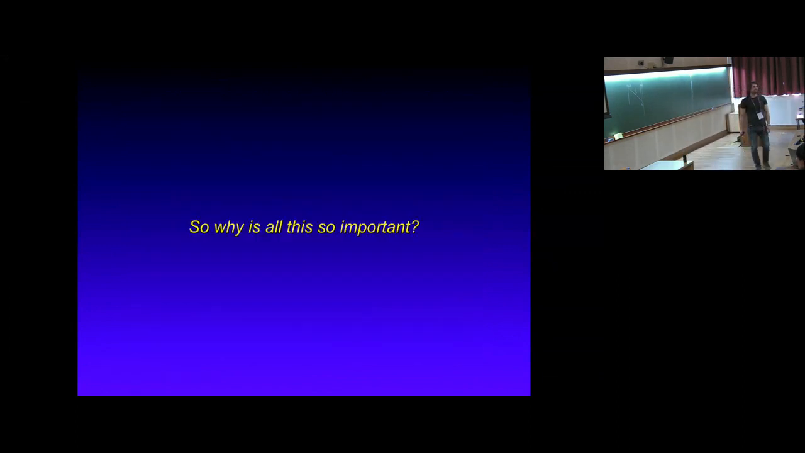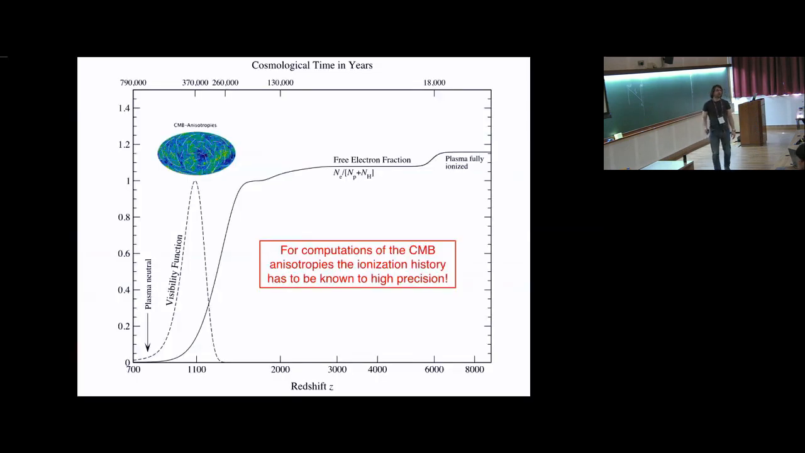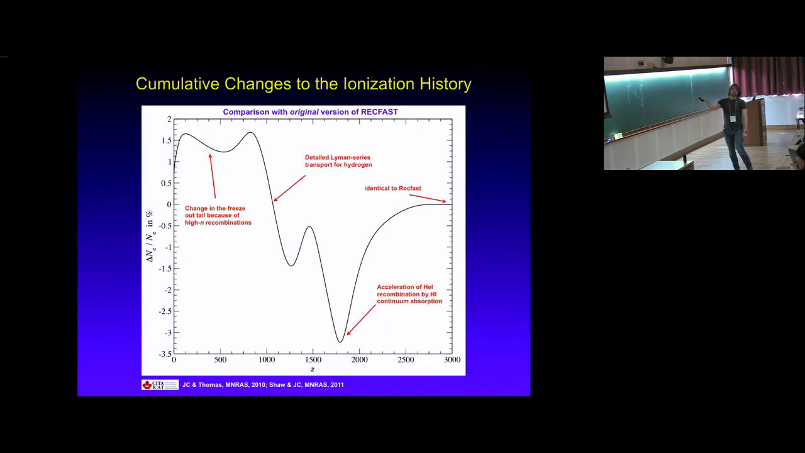All right, so why is all this important? Rashid yesterday forced me already to say a little bit how big the effects are, but I'm now going to show you the cumulative effect of these corrections. This is just a reminder: I told you the visibility function is crucially determined by the free electron fraction. That means if you change the free electron fraction at some level of 1%, the visibility function will also change at a similar level, order of magnitude. And in particular, changes around redshift 1100, where the maximum of the visibility function is, are most crucial.